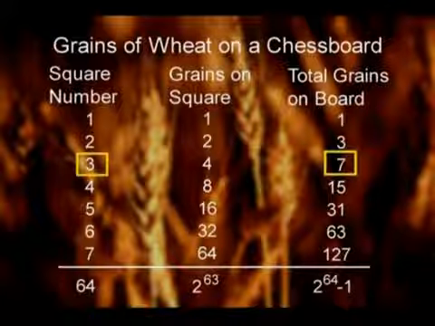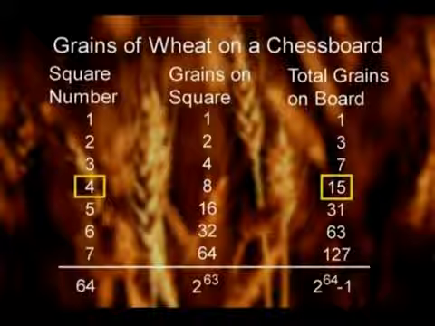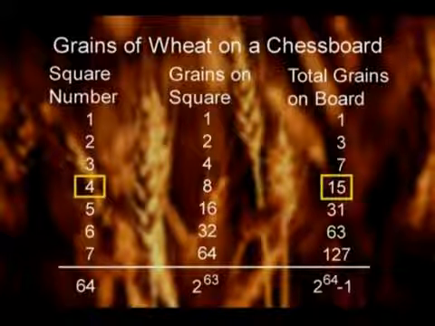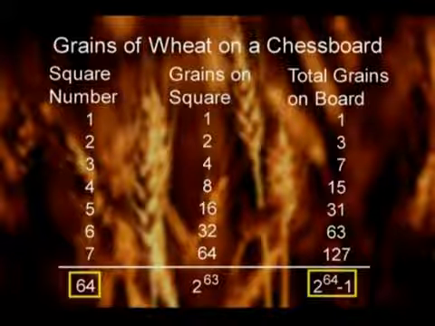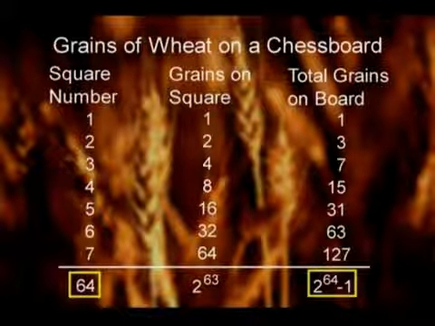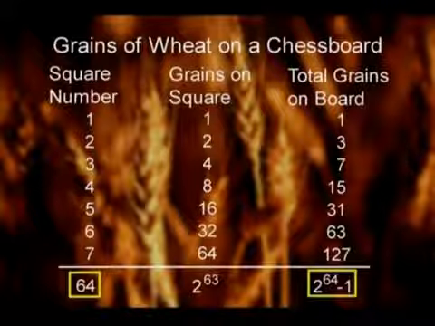7 is a grain less than 8. It's a grain less than 3 2's multiplied together. 15 is a grain less than 4 2's multiplied together. Well, that continues in each case. So when we're done, the total number of grains will be 1 grain less than the number I get multiplying 64 2's together. And my question is, how much wheat is that?